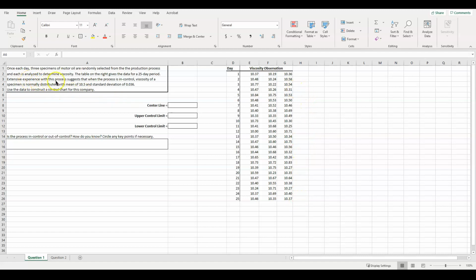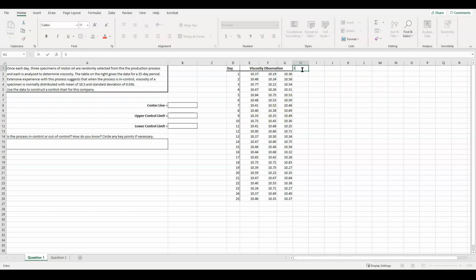Extensive experience with the process suggests that when the process is in control, the viscosity of a specimen is normally distributed with a mean of 10.5 and a standard deviation of 0.036. Use the data to construct a control chart for this company. So, all right, what do we need when we make a control chart? We need 4 things, really.